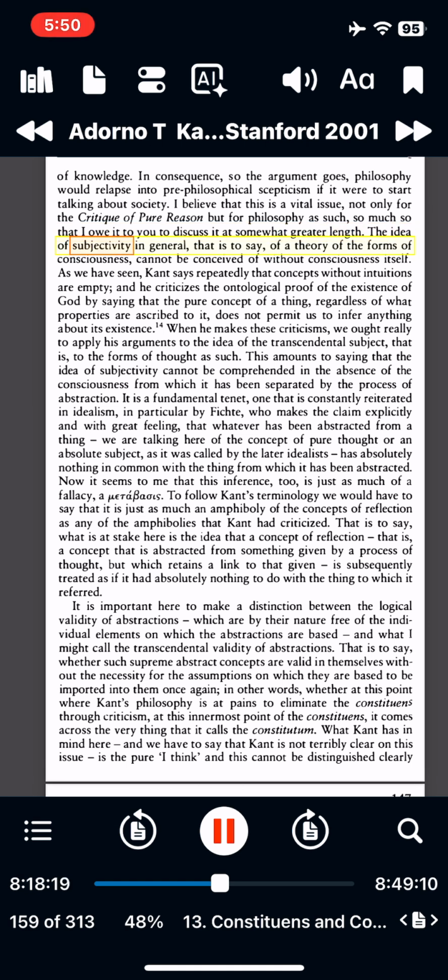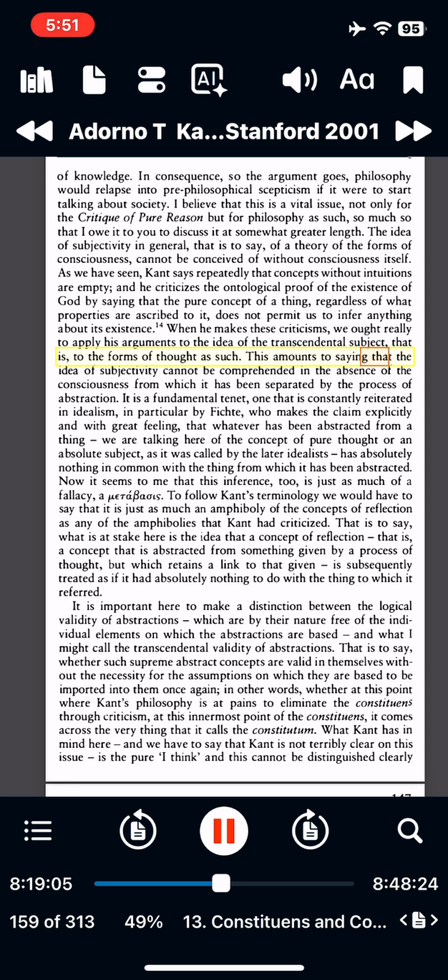The idea of subjectivity in general, that is to say, of a theory of the forms of consciousness, cannot be conceived of without consciousness itself. As we have seen, Kant says repeatedly that concepts without intuitions are empty. And he criticizes the ontological proof of the existence of God by saying that the pure concept of a thing, regardless of what properties are ascribed to it, does not permit us to infer anything about its existence. When he makes these criticisms, we ought really to apply his arguments to the idea of the transcendental subject, that is, to the forms of thought as such.